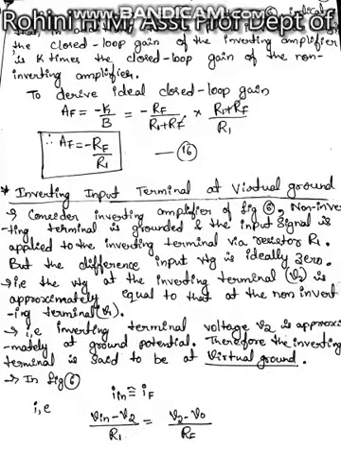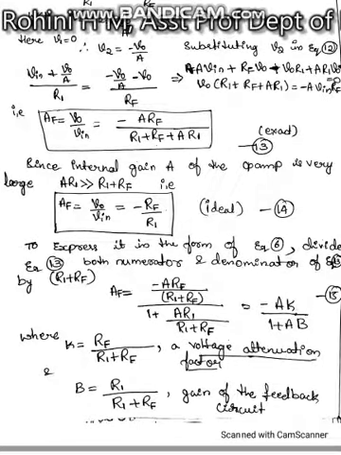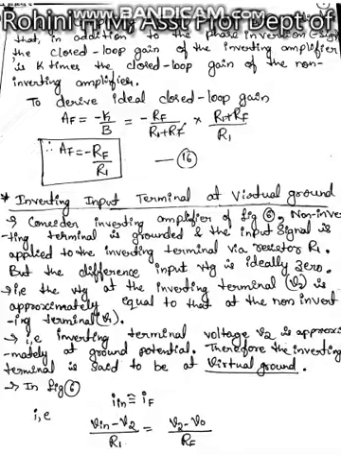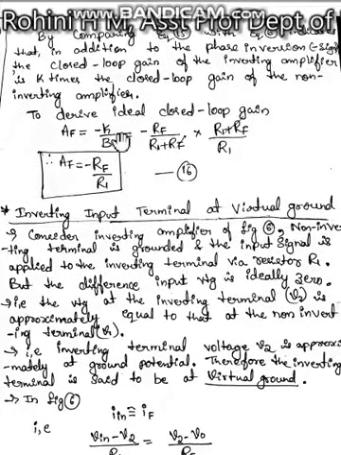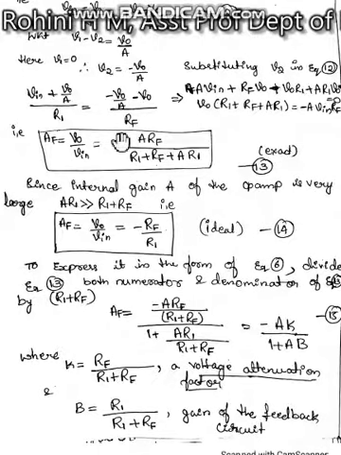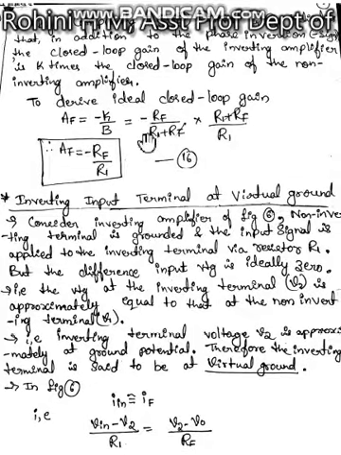When we compare this gain of the feedback circuit of the inverting op amp with the non-inverting op amp, it indicates that, with the addition of the phase inversion sign, the closed loop gain of the inverting op amp is K times the closed loop gain of the non-inverting op amp. So to derive the ideal closed loop gain, AF is written as minus K by beta. Therefore, substituting in the expression, we will get AF as minus RF by R1.